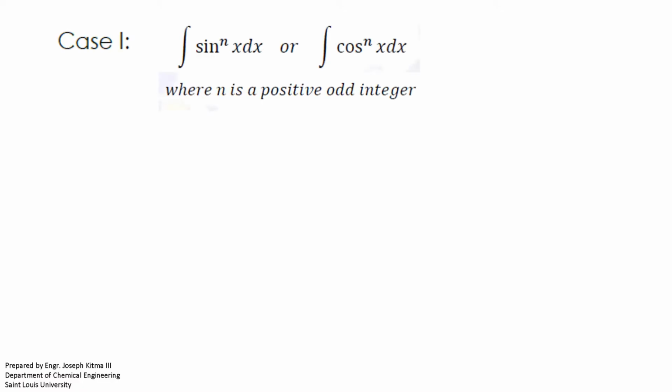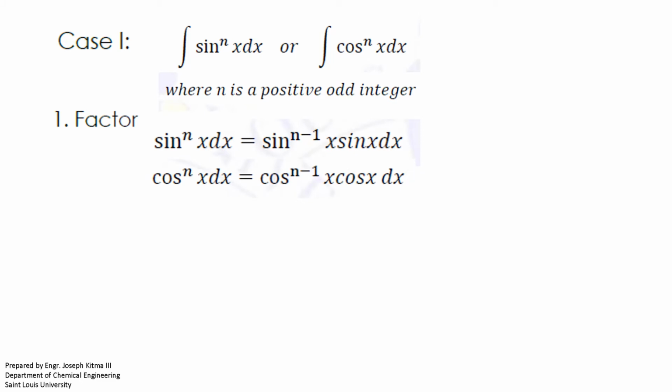The first case, which is case 1, involves the integral of sine raised to n of x dx, or the integral of cosine raised to n of x dx. The condition is that our exponent here is a positive odd integer. So n is a positive odd integer.